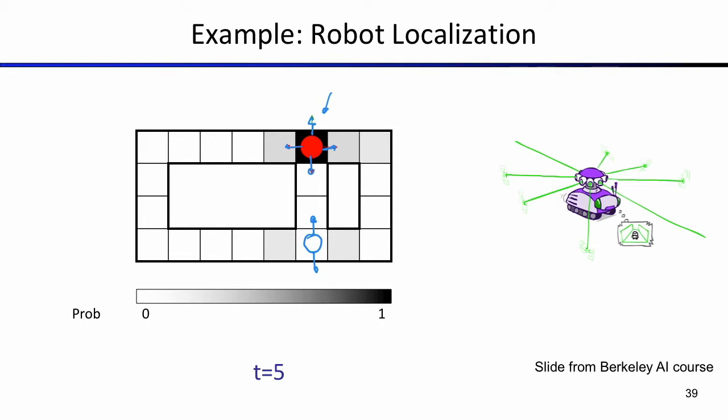It's also possible that we are in this position, this position, this position, this position, because the robot may have not moved correctly, so it may still be in those positions, but we are very confident that we are in the correct position of the robot.